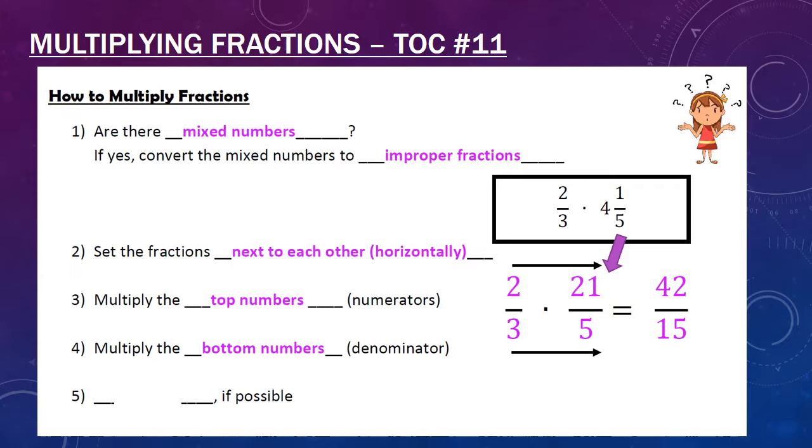And then the last step is to simplify if possible. And with this example, both 42 and 15 could be divided by 3, and you would end up with 14 over 5. And then you can turn that back into a mixed number. So remember that simplifying does mean turning improper fractions back into mixed numbers.